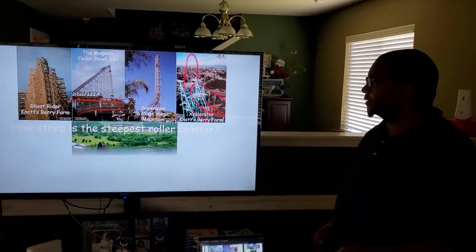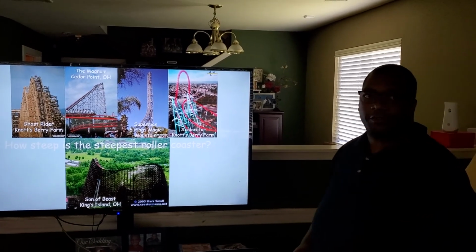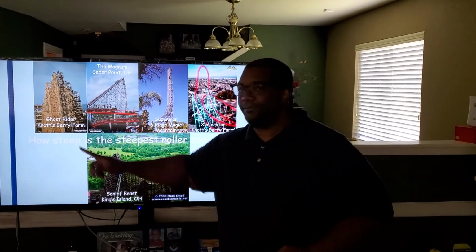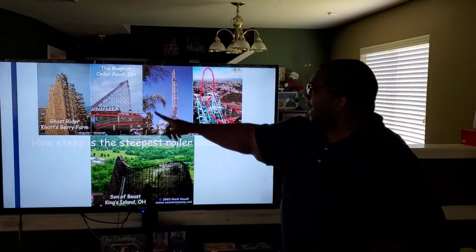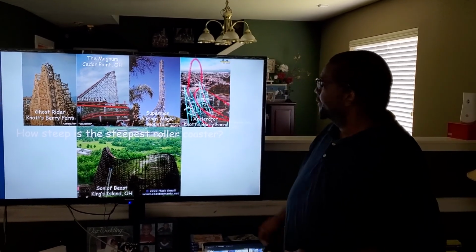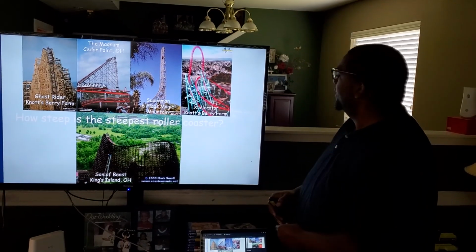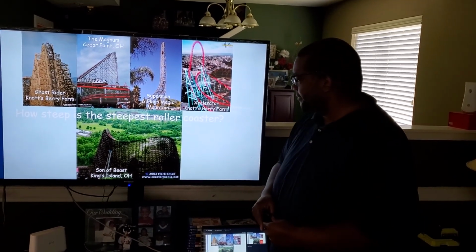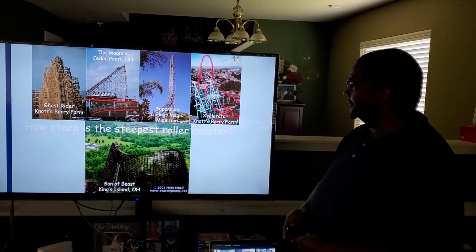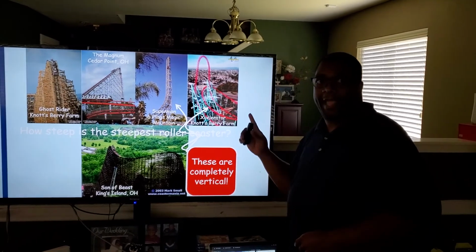So let's talk about slope. How steep is the steepest roller coaster? These are some very steep roller coasters. This roller coaster from Knott's Berry Farm, the Magnum, has a very steep slope to it. The Superman slope in Magic Mountain is very steep. The Accelerator in Knott's Berry Farm, and the Son of Beast in Kings Island, Ohio. These are completely vertical. They have vertical slopes.